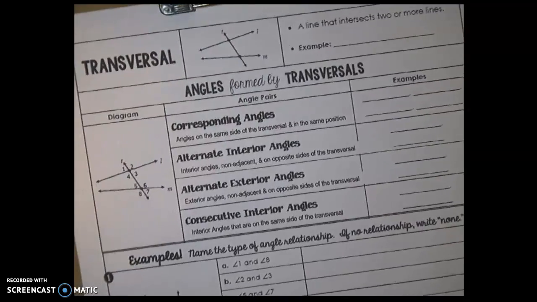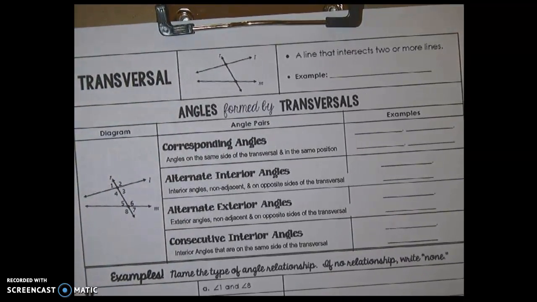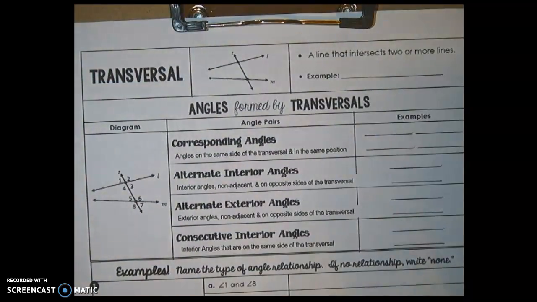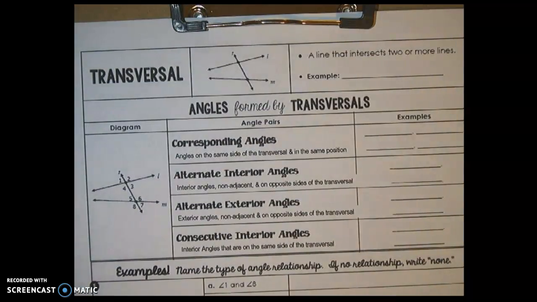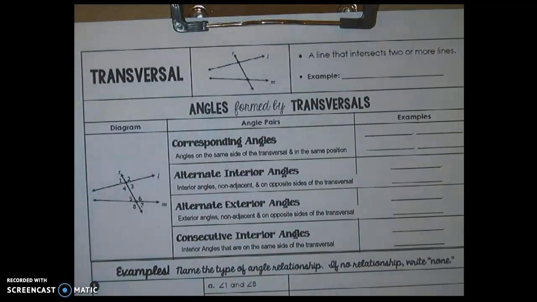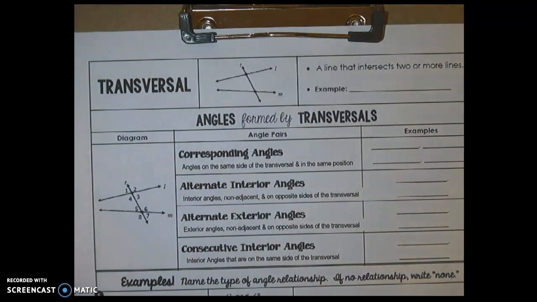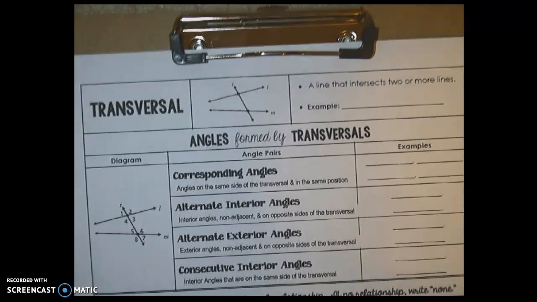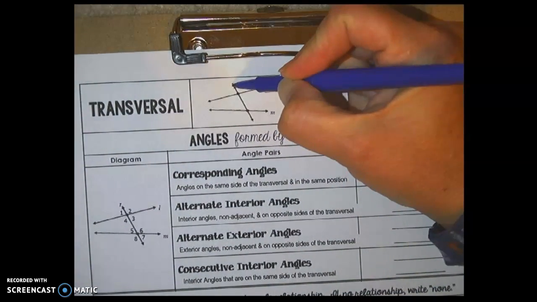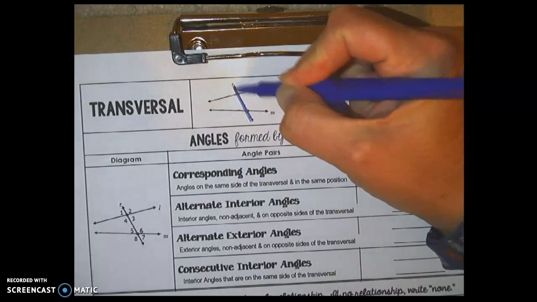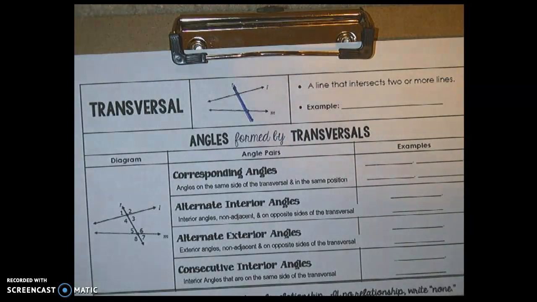Okay, so we have flipped to the back. We only have a couple minutes left on this, so I'll probably end up doing part of this and then switching videos. So just bear with me on that. The first thing that we need to talk about is what is a transversal. This is the example right here of a transversal. It's a line that intersects 2 or more lines.